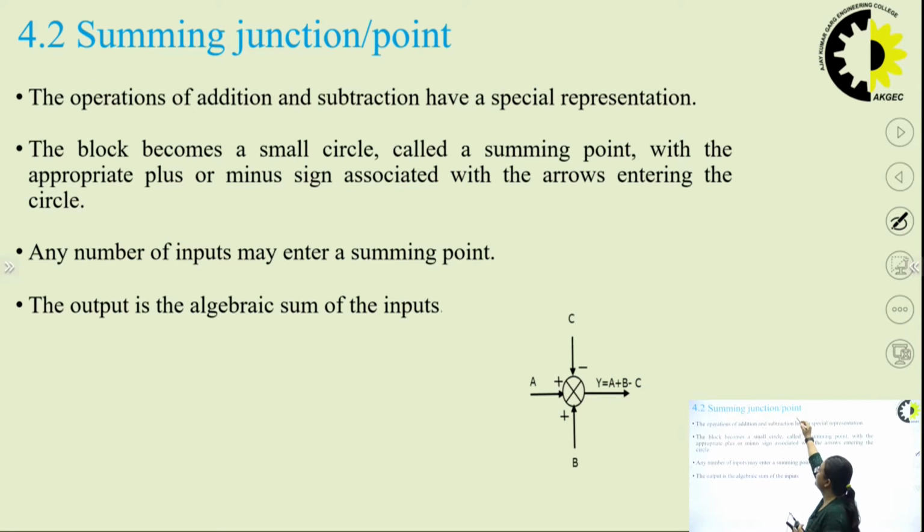Now the another one is the summing point or the summing junction. With the help of the summing point, operations like addition and subtraction can be represented, right? Here the block becomes a small circle, which is called a summing point, with the appropriate sign, either plus or minus, associated with the arrows which are entering the circle or leaving the circle. Any number of inputs can be applied to a summing point, right? And the output will be the algebraic sum of all these inputs.